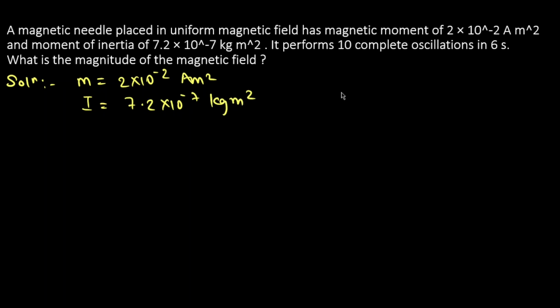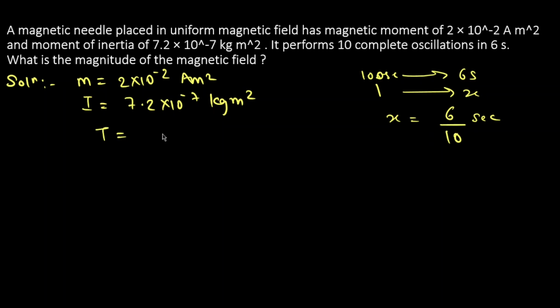Now we know time period is the time required for one oscillation. So they have said that for 10 oscillations we require 6 seconds, but we require the time for one oscillation, that is the time period. So for one oscillation, how many seconds will be required? So x will come out to be 6 by 10. So this is our time period for one oscillation. So your time period will be equal to 6 by 10, that is 0.6.